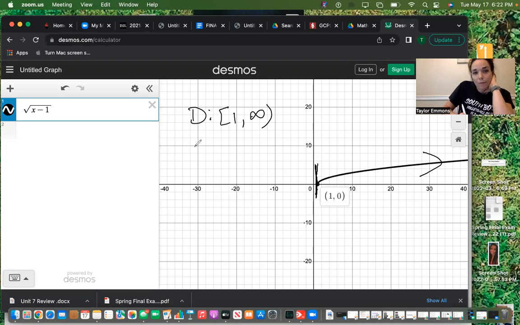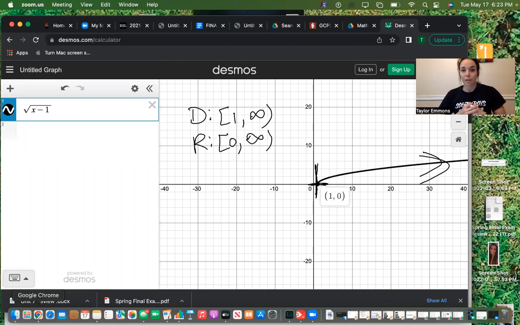My range is going to be my lowest y value, which is 0. And what's my highest y value? Well, it keeps going up off the page, so infinity. Domain is my farthest left to my farthest right, and range is my lowest to my highest.